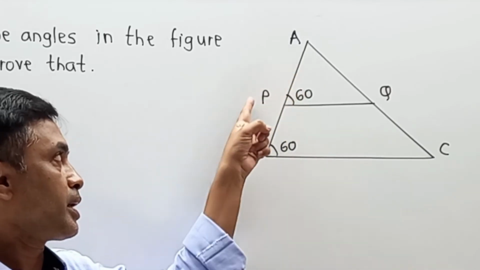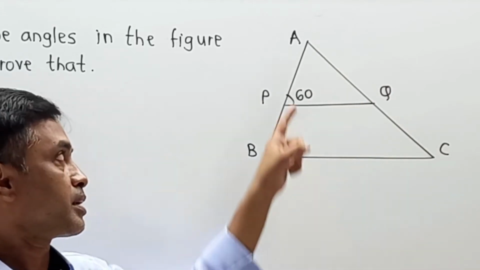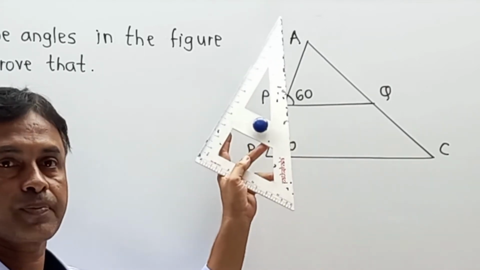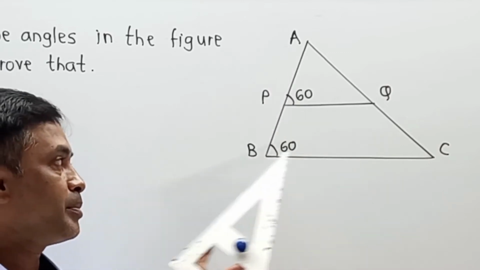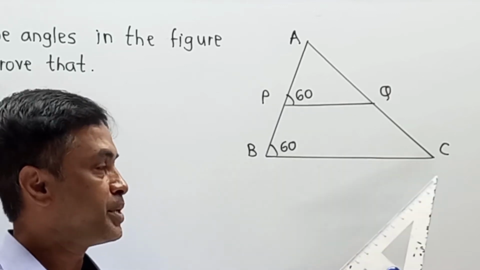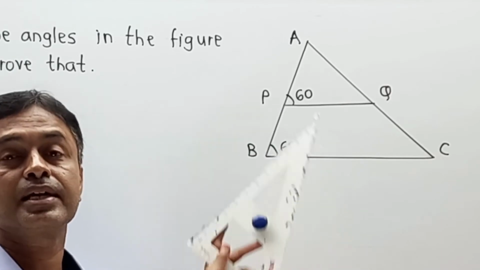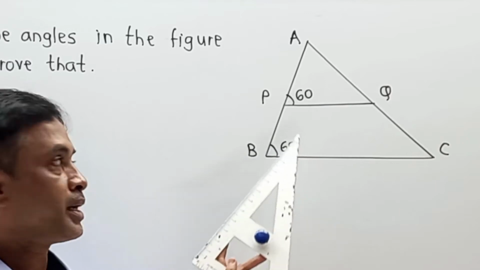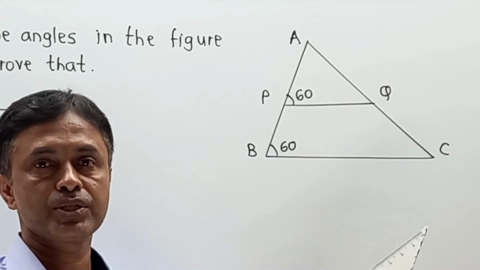If we want to prove that AP upon PB is equal to AQ upon QC, first understand the structure. Here this triangle is ABC. Next, they have given angle APQ as 60 degrees and angle ABC as 60 degrees. If you consider PQ as one line, BC as another line, and AB as a transversal, then 60 and 60 are equal. Naturally, these are corresponding angles, because they are equal. Naturally, we can say that segment PQ is parallel to BC.